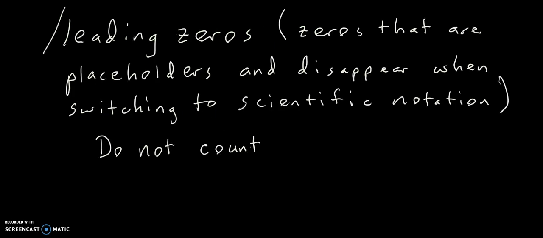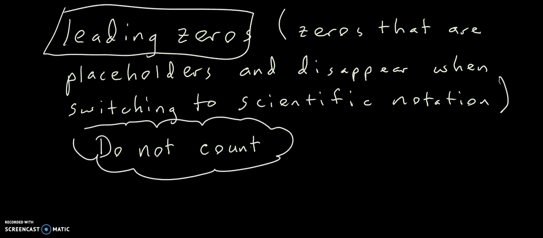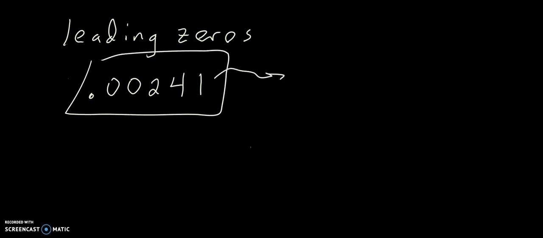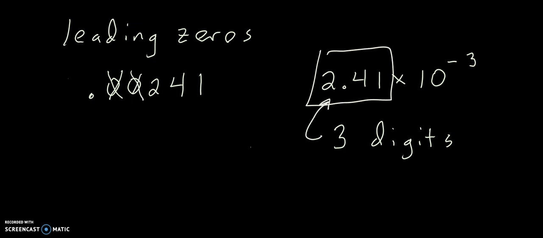Our next guideline is something known as leading zeros. These are zeros that are placeholders and disappear when switching to scientific notation. These zeros do not count as significant digits. This number 0.00241 would be an example of this. Let's convert this to scientific notation. When switching to scientific notation, these leading zeros disappear and we have the number now 2.41 times 10 to the negative third. We would identify this number 2.41 as having 3 digits, where the leading digits do not count as significant digits.